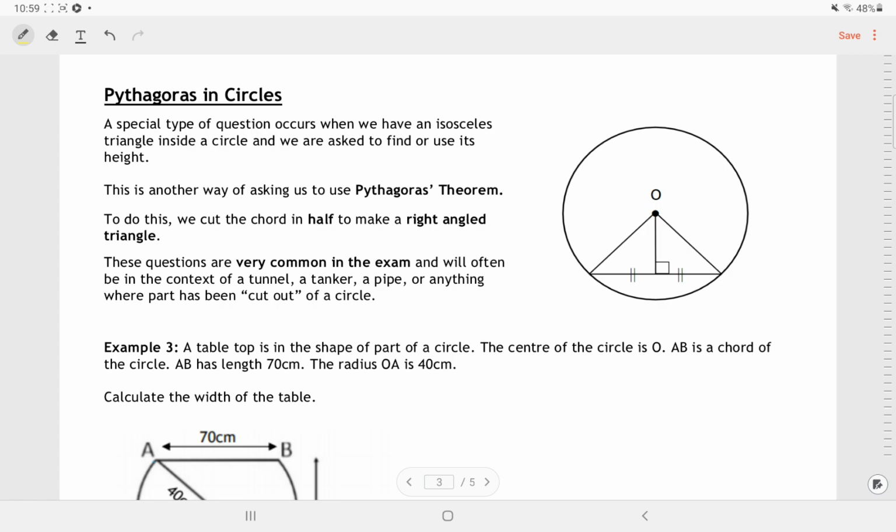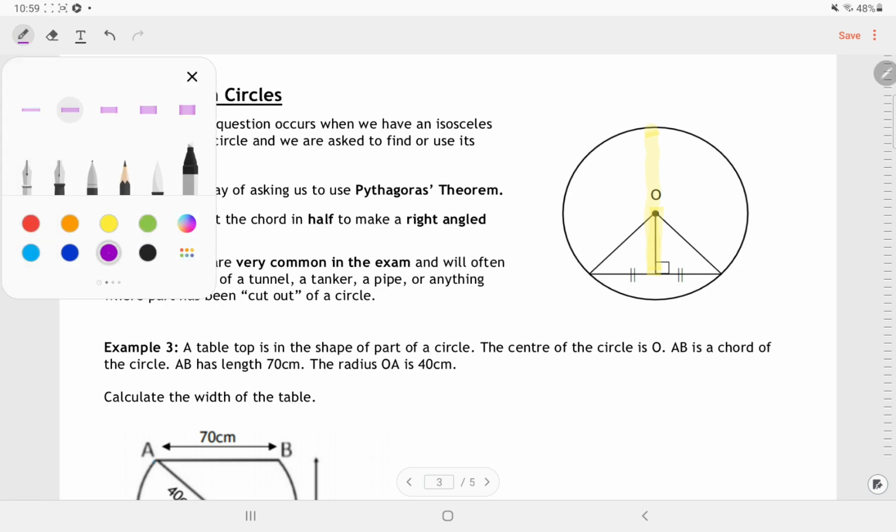Now, a special type of question occurs when we have isosceles triangles in particular inside a circle, and we may be asked to find its height. So you would tend to have a diagram, you'd be asked to find the line which goes from this straight line here up and through the circle to the top, or if the circle was round the other way, then from that line to the bottom of the circle.